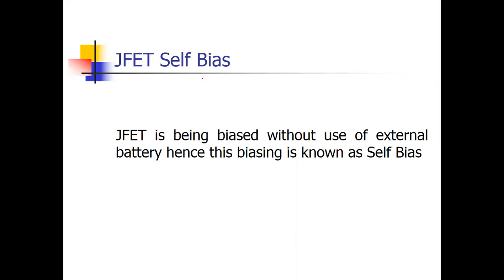Clear the meaning of biasing. I have already explained to you the BJT biasing. Now we'll cover JFET biasing. In JFET biasing, why is it called self bias? Because in self bias, we'll use the biasing without the use of an external battery. Means we will not connect an external battery at the gate for the biasing. That's why it is known as self bias.